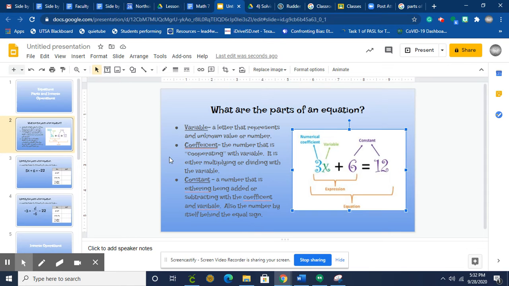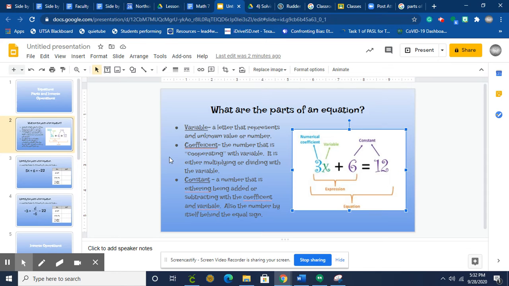So if we see 3x, we know that since I don't see a plus sign or minus sign, and it's not in a fraction form, this is actually multiplication. If we saw x over 3 in a fraction form, this would be division. You guys are only going to see one of two things: either a coefficient that's multiplied by a variable, or a variable that's divided by a coefficient. So remember, the coefficient cooperates with the variable. It's the number with the letter.